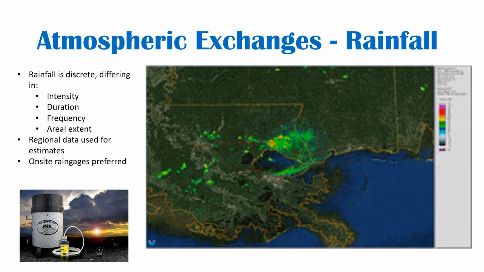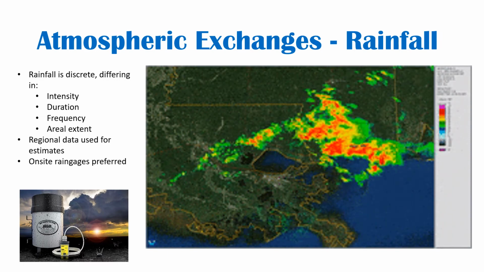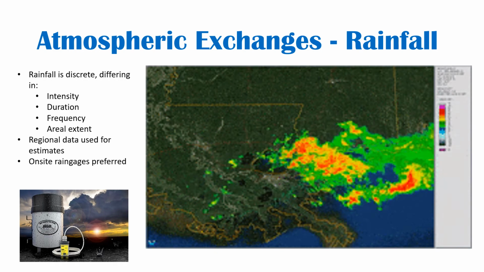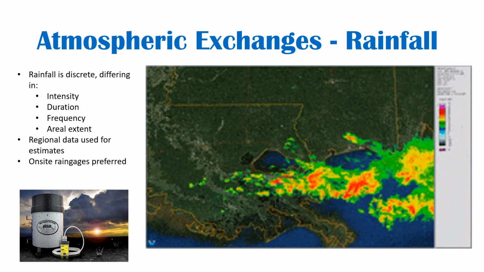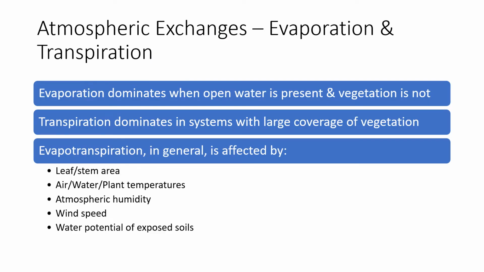So it's very important that you consider using on-site rain gauges, and that's typically the preference. But if you were to use regional data, take that with a grain of salt and use it for estimates only. So another atmospheric exchange to consider in the wetland water budget is evaporation and transpiration. Evaporation dominates where there are open water systems and vegetation is not there. Converse to that is where transpiration dominates in systems where large coverage of vegetation exists.